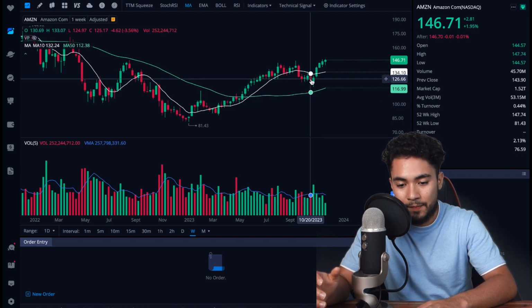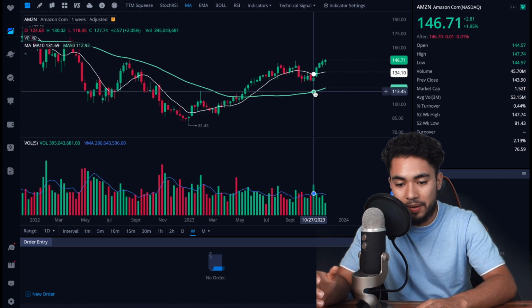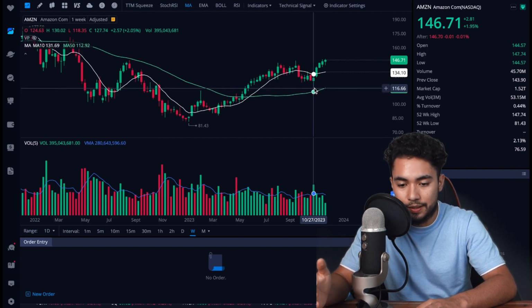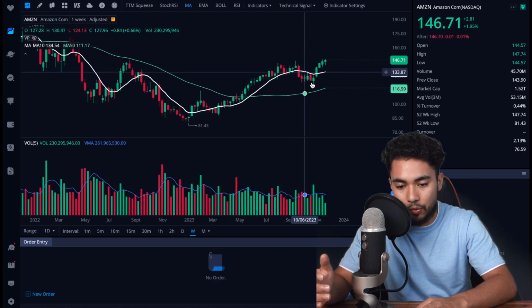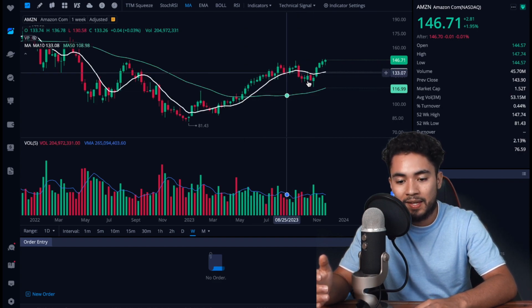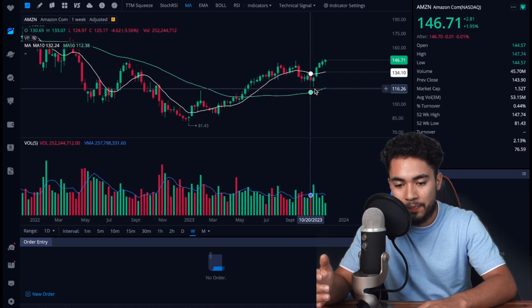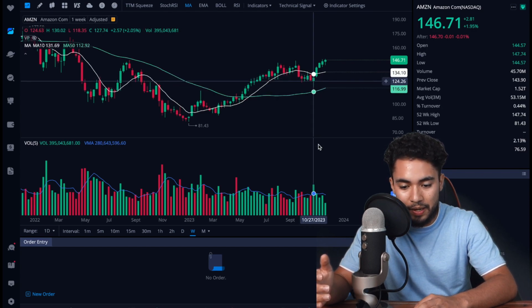So what happens? When you get a pullback, you want to actually notice when it is getting closer again to the 50 MA. And you see the closest it got here was at 118. So this is where you want to try to get another long entry, because it's going back to the support of the 50 MA after breaking out. It closes as a weekly candle that is a hammer. So you see a small candle and a big volume bar.